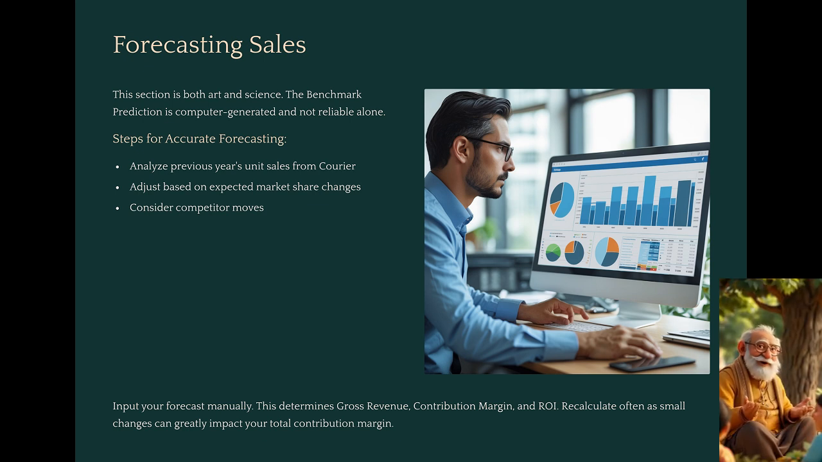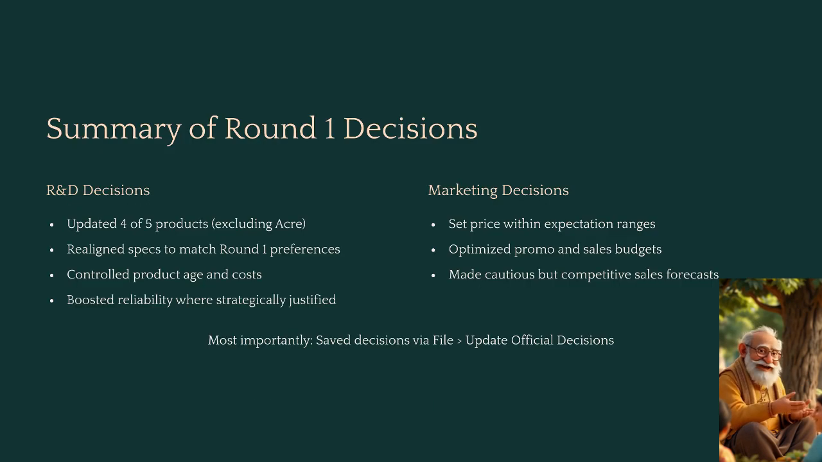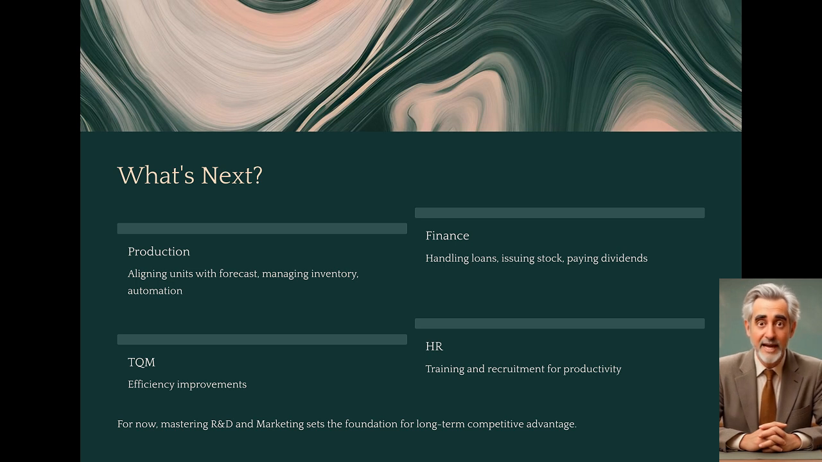9. Summary of Round 1 decisions. Let's recap what we've done. White heavy checkmark R&D updated 4 of 5 products, excluding Acre. Realigned specs to match Round 1 preferences. Controlled product age and costs. Boosted reliability where strategically justified. White heavy checkmark marketing set price within expectation ranges. Optimized promo and sales budgets. Made cautious but competitive sales forecasts. Backhand index pointing right. And, most importantly, saved our decisions via file update, Official decisions.